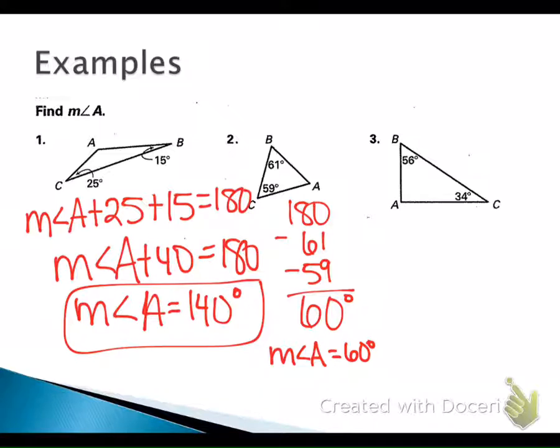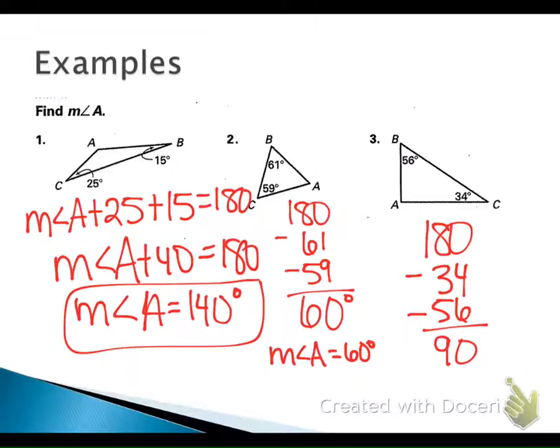On this third one, again, it's the same thing. They all have to add up to 180. So we take 180 minus 34 minus 56. That is going to leave us with 90. So the measure of angle A is equal to 90 degrees.